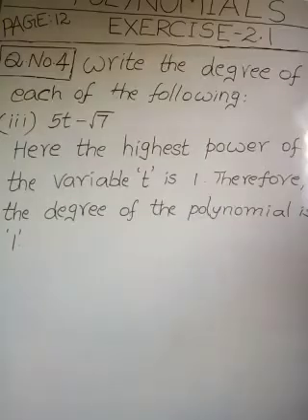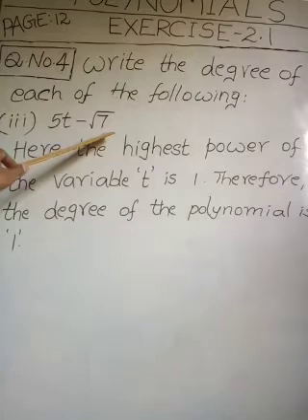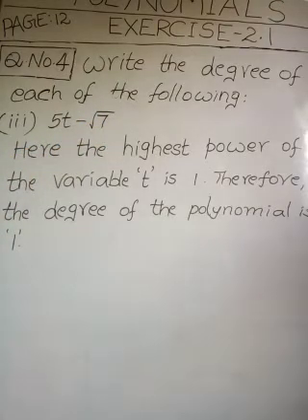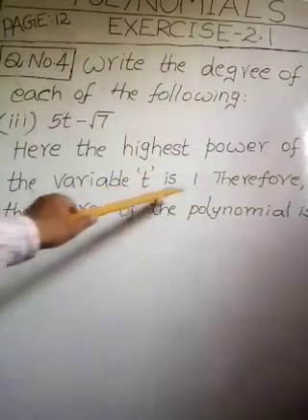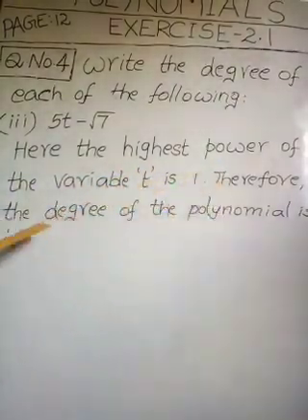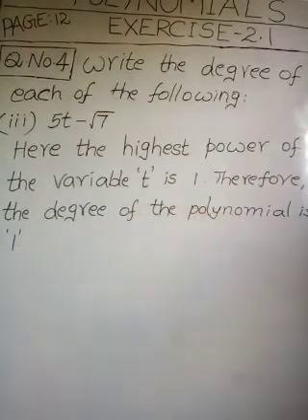Right. Now come to the next question, third one. 5t minus root 7. This is the given polynomial. We have to write the degree of this polynomial. What is the highest power of the variable t here? 1. t power 1. So here the highest power of the variable t is 1. Therefore, the degree of the polynomial is 1. Is it clear, my dear children?